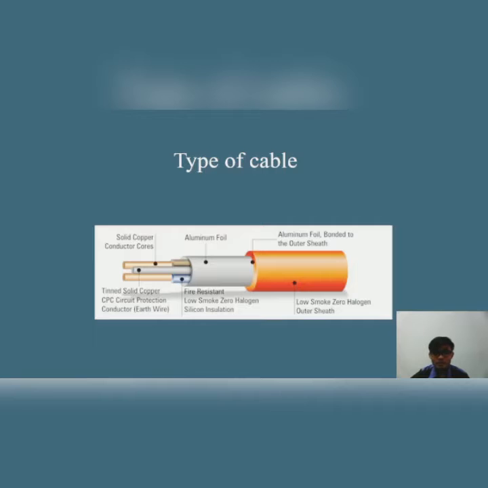Okay, next, the type of cable used is fire resistant cable. You can see the image of the cable on the screen, and the cable has its own parts, which are the solid copper conductor core, then aluminum foil, then aluminum foil bonded to the outer sheet, low smoke zero halogen outer sheet, fire resistant low smoke zero halogen silicon insulation, and lastly, thin solid copper CPC circuit protection conductor, earth wire.